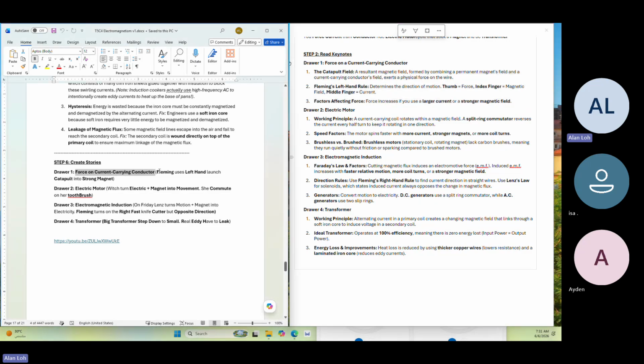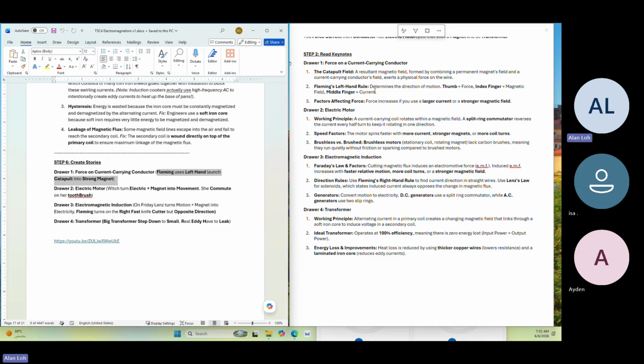If you look at here, this is the story. So you have the drawer 1, the drawer 1 name, and then you have drawer 1 story. Fleming uses left-hand launch catapult into strong magnet. So what does it mean? I think by now you can already link why I created this story. Fleming using left hand means this is talking about left hand rules.